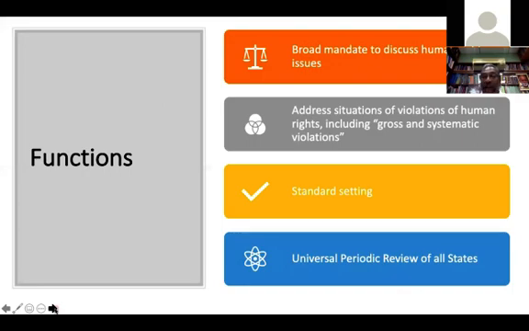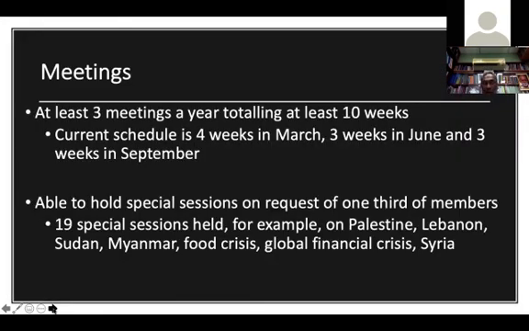What are its functions, the Human Rights Council? To discuss human rights issues, to address issues of violations of human rights that are happening globally, including gross and systematic violations. Now, whether it is being done effectively, who is blocking this? These are important questions. And to set new standards. Human rights is not static, it is dynamic. And therefore, newer and newer standards are set. The standard setting process takes place in the Human Rights Council. And it does a universal periodic review of all states. So a lot of human rights work related to the globe takes place in this body called the Human Rights Council. It has 3 meetings a year now. And the 3 meetings total at least a minimum of 10 weeks.